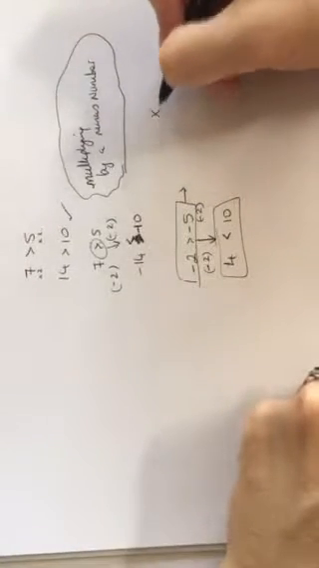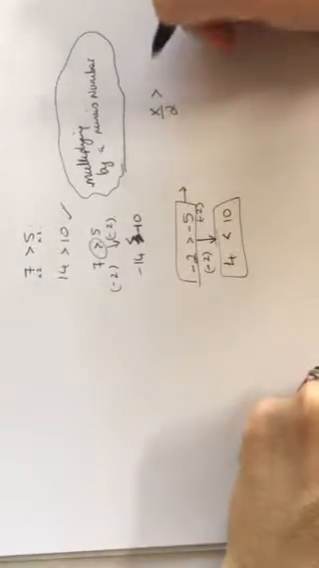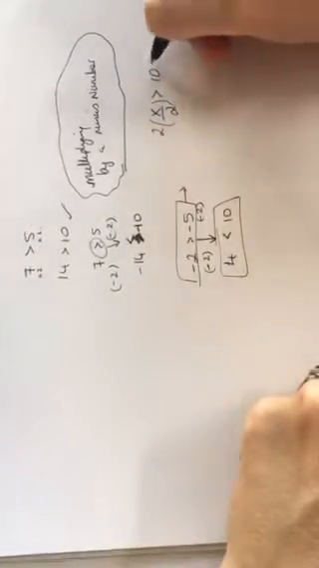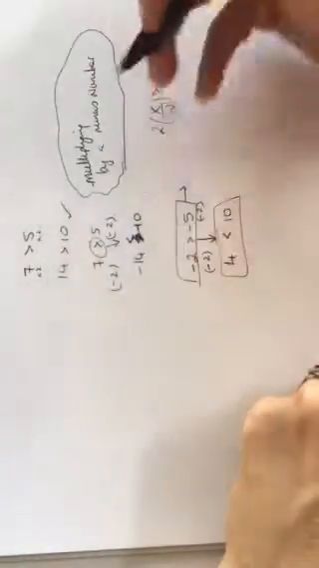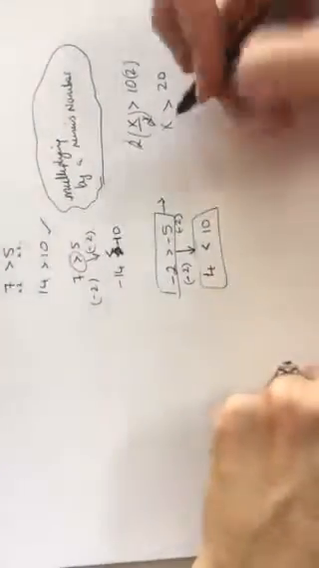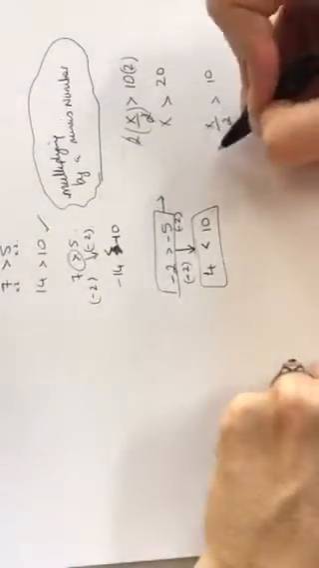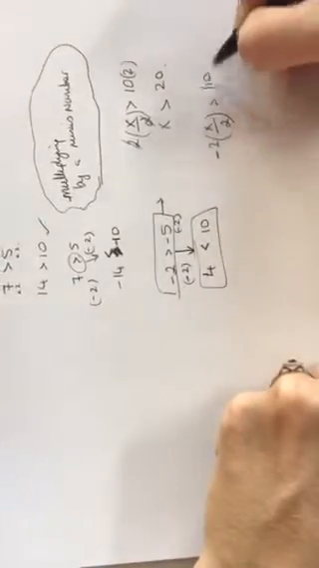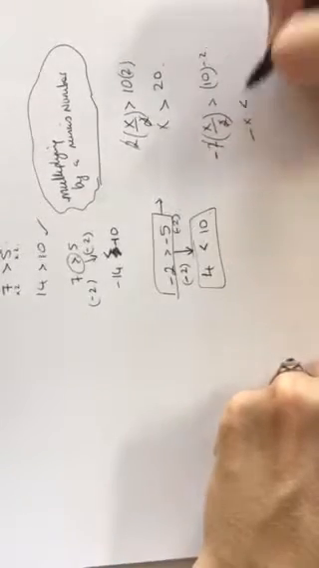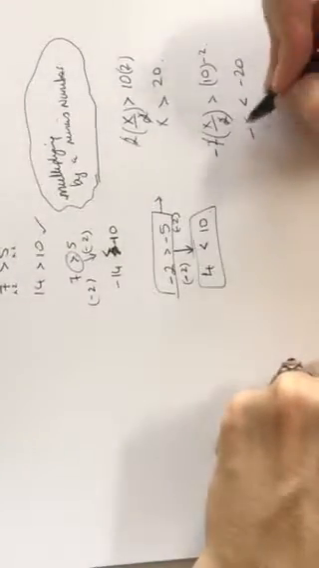So if you had x over 2 is greater than 10, it's okay to multiply both sides by a plus number. That didn't change anything. X is greater than 20. However, if you had x over 2 is greater than 10 and you wanted to multiply by a minus 2, I'd end up at minus x. That sign has to change, and minus 20. And then multiply both sides by a minus 1 till I get the x.